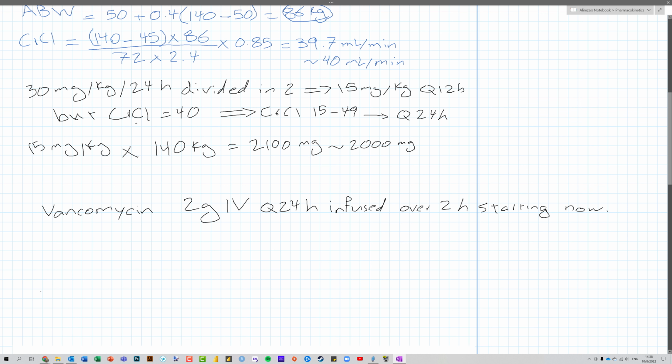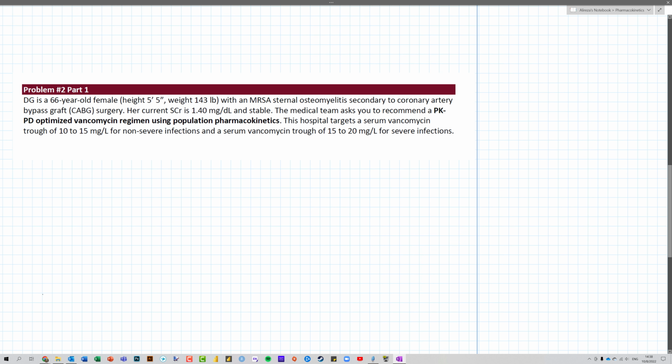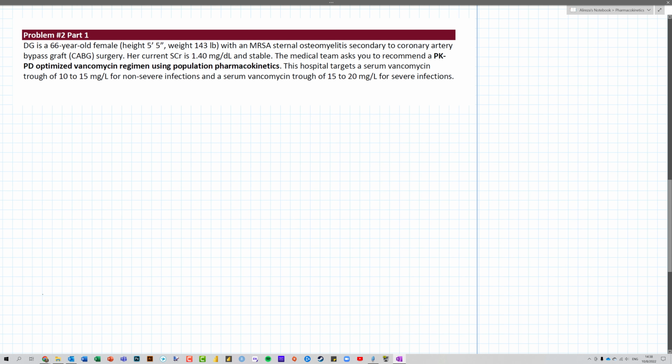So that's it for problem number 1. Let's go to problem number 2. Problem number 2 is DG, a 66-year-old female with an MRSA sternal osteomyelitis secondary to coronary artery bypass graft or CABG surgery. Her current serum creatinine is 1.4 and it is stable.